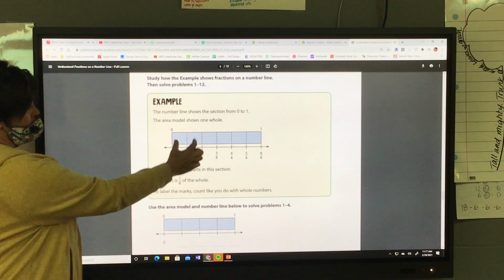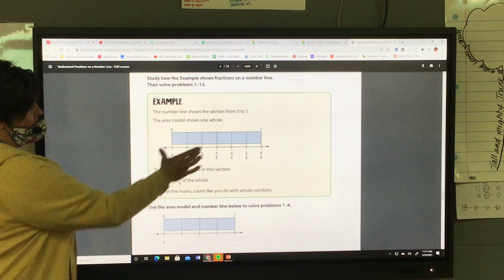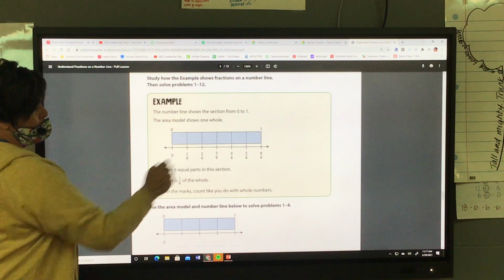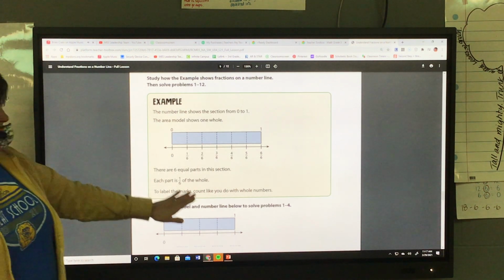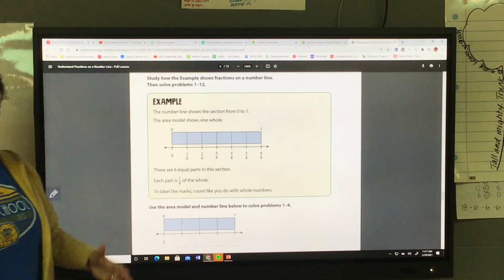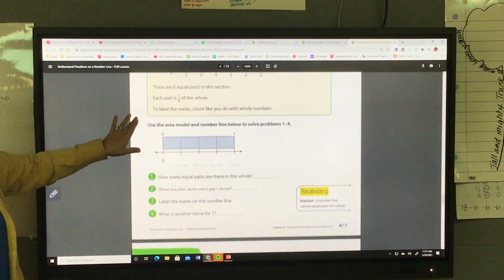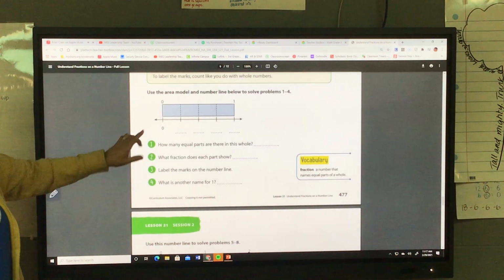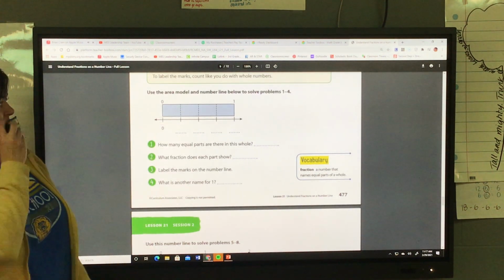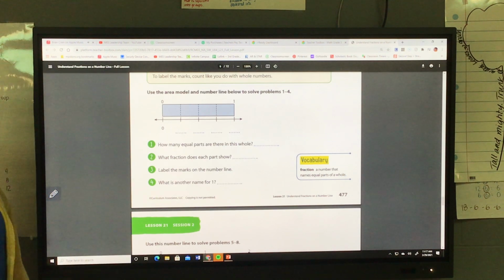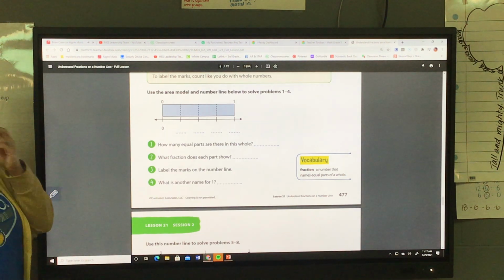So if we have these two together, now we have 2/6. If we have these three together, we have 3/6, and so on. Okay? So each part, each unit of the whole is 1/6. Let's look at this one. Use the area model and number line below to solve problems 1 through 4.